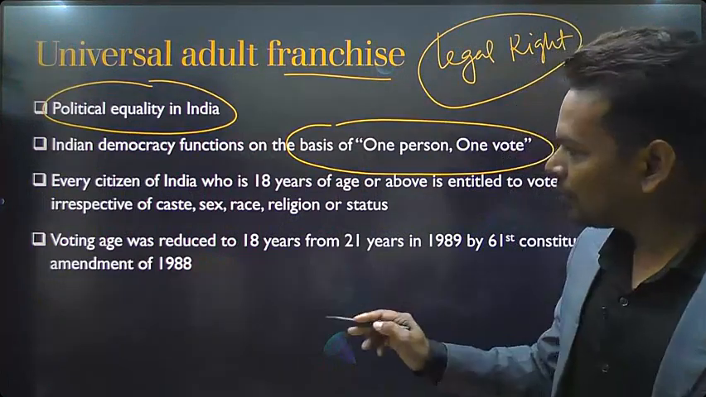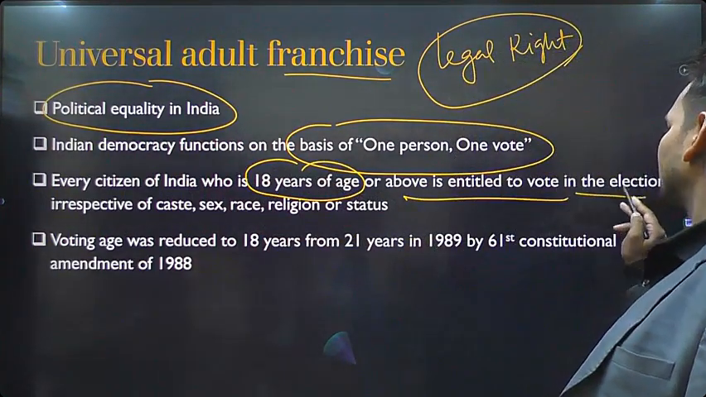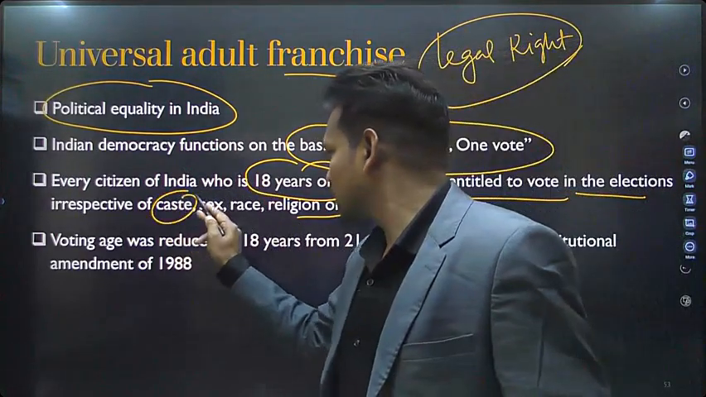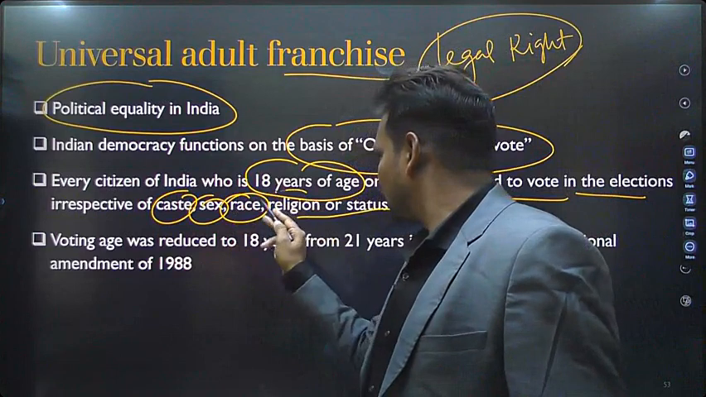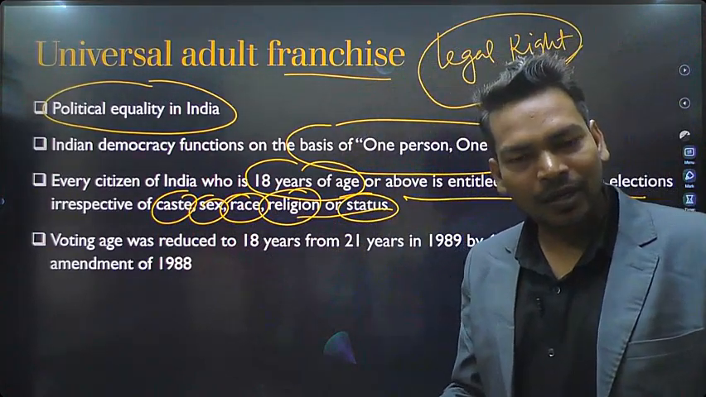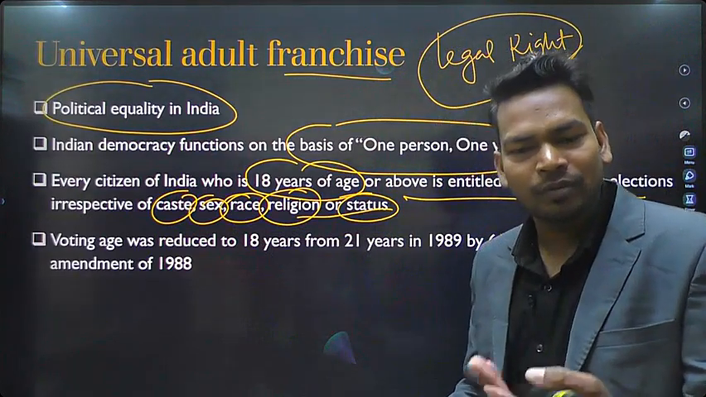Every citizen of India who is 18 years of age or above is entitled to vote in the elections irrespective of caste, sex, race, religion or status. Either you are Adani, Ambani or from Tata or from a very lower background, no issues there. You have the right to vote.